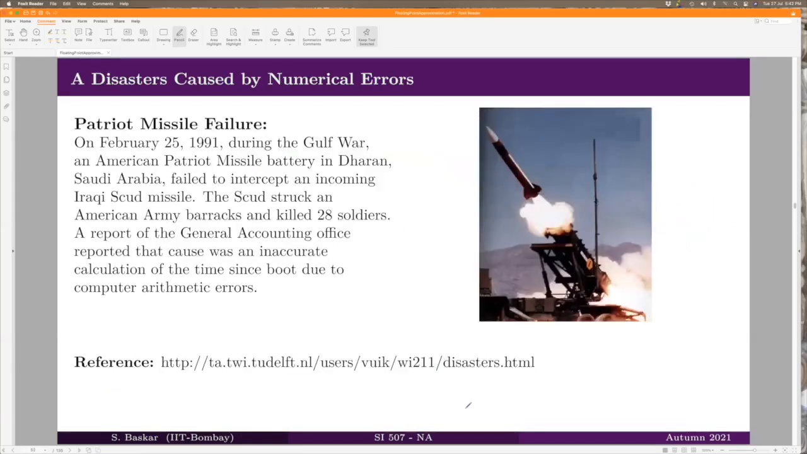This is very important because many disasters have happened in real life. The designers did not take care of the loss of significance in the software that they used in their designs. You can read an article on this website to see certain instances where loss of significant digits brought big disasters in real life.